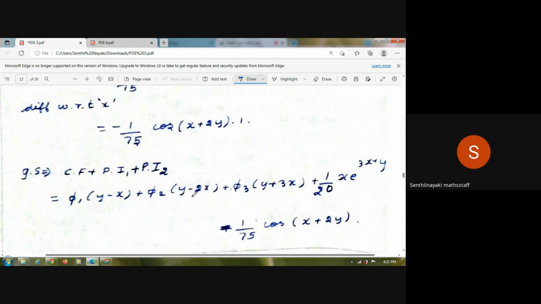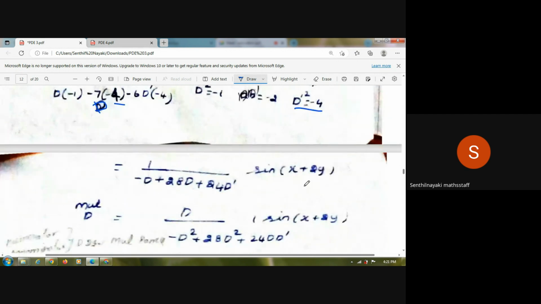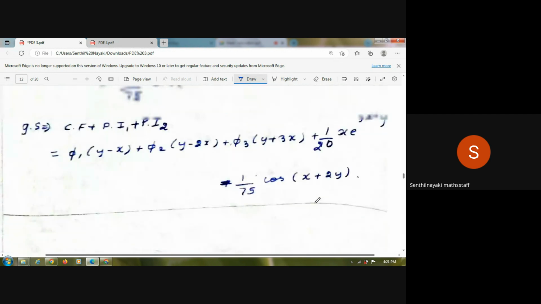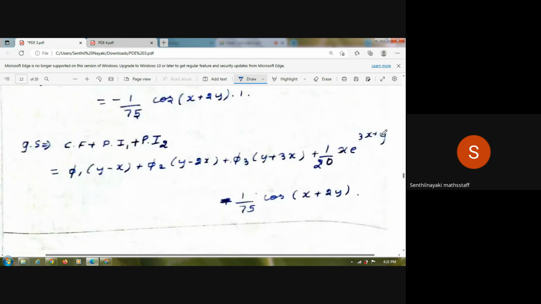So there are 3 roots, therefore the auxiliary equation has 3, the complementary function has 3 terms. First one is pi1 of y minus x plus pi2 of y minus 2x plus pi3 of y plus 3x, plus the particular integral 1 is 1 by 20 x into e power 3x plus y. So here we have 1 by 20 x into e power 3x plus y, and the particular integral 2 is minus 1 by 75 cos x plus 2y.